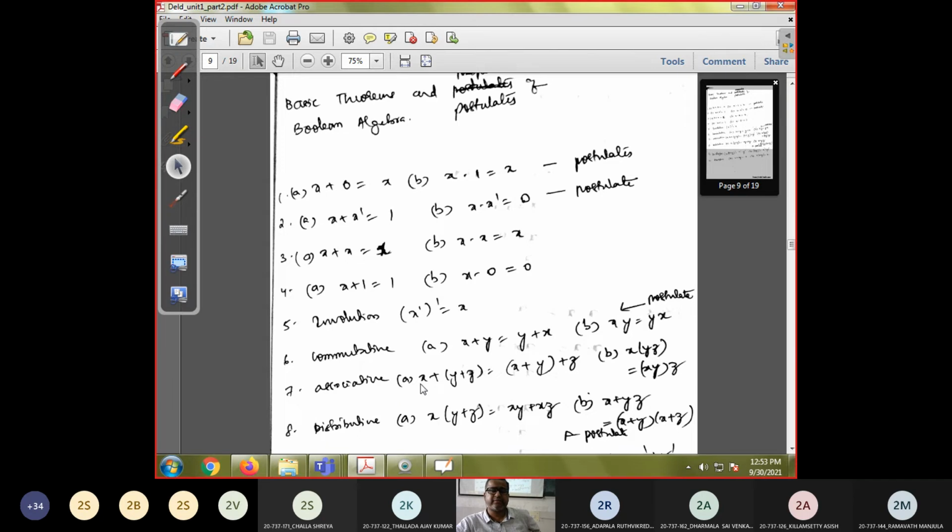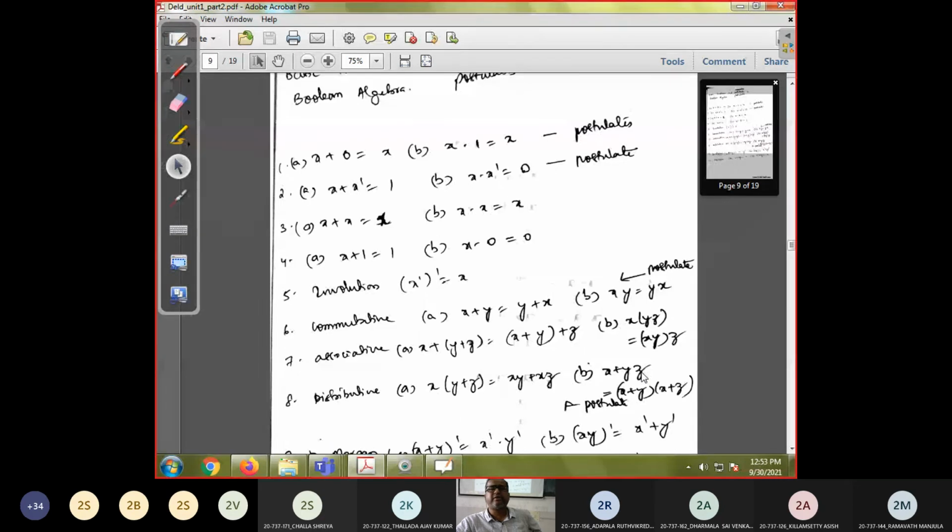Similarly, associative property: x plus y plus z can be written as x plus y logically ORed with z. Similarly, associative with respect to AND operation, x ANDed with yz will be equal to xy ANDed with z. This is called associative property. So you please make a list of these things, fundamental postulates and axioms of Boolean algebra. This one is very, very important.